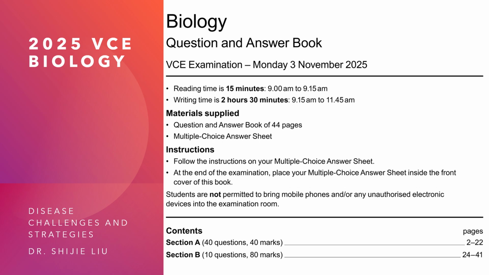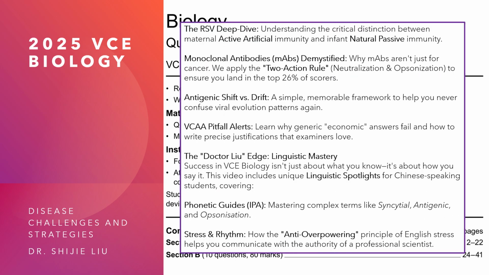Today's topic is disease challenges and strategies, as presented in the 2025 VCE Biology Exam. Imagine you're in the 2025 VCE exam. You see a question on monoclonal antibodies and RSV. You know the content, but do you know the mechanism? Statistics show that over half of students lost every single mark on this question because they missed one logical bridge. Today, we are going to build that bridge and fix your scientific pronunciation at the same time.